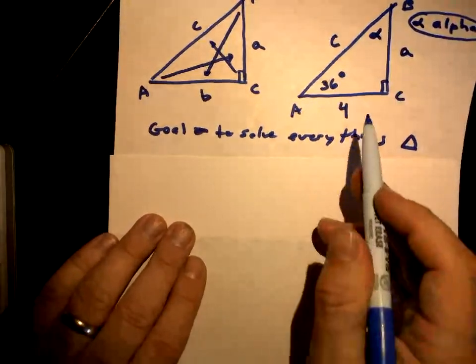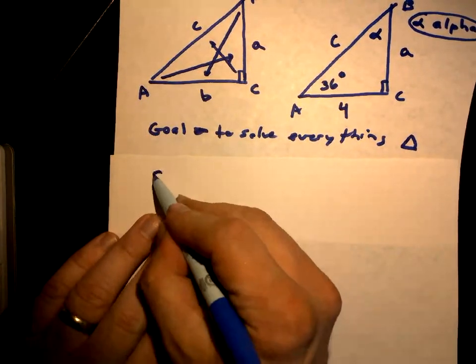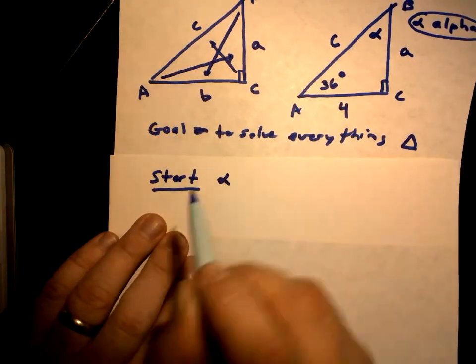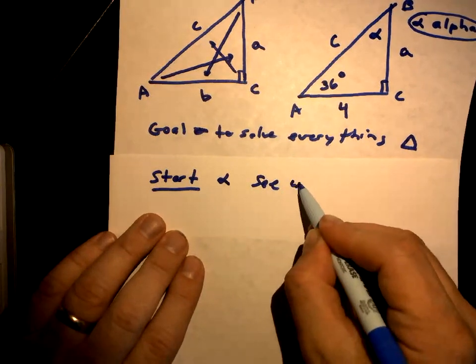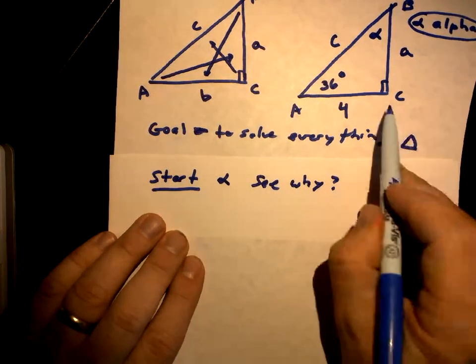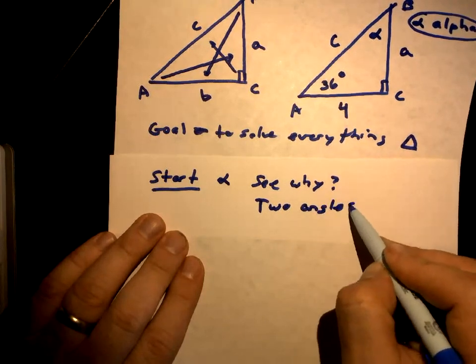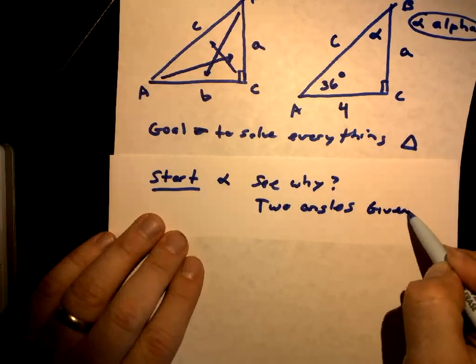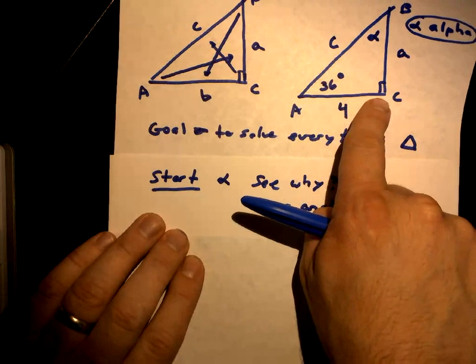All right, so we're solving everything in this triangle. Let's start here. Maybe we should start with the alpha. Do you see why? Because I have two angles given. Do you see them? I have two angles given, 36 and 90.